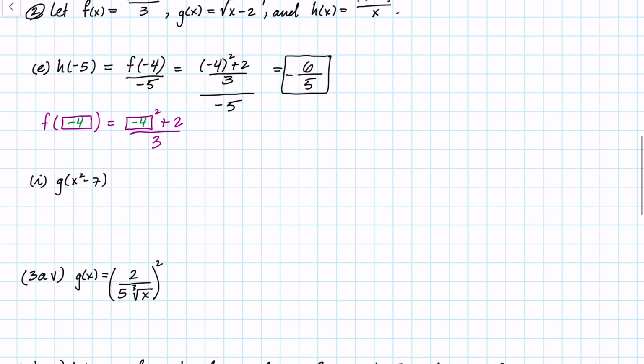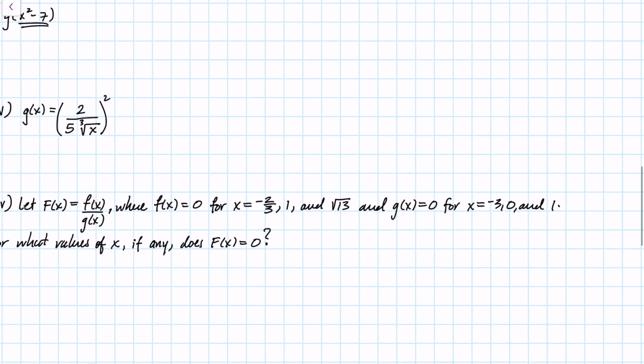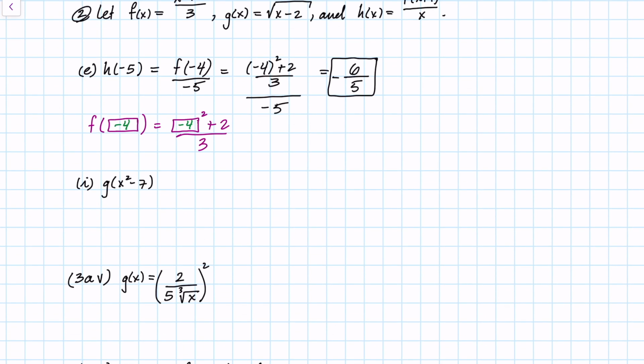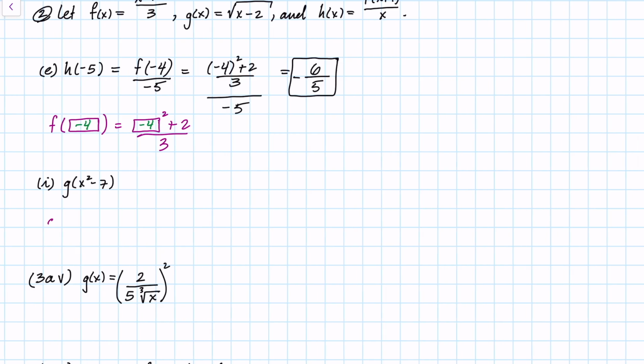All right, so now I have to work with g. So I have g of x squared minus 7. All right, so again, I'm just going to think of whatever I have as input as something to put in an empty box. Okay, so what does that mean? Well, if I think of it that way, g is simply taking whatever I have in my empty box, and I'm going to follow this rule over here. It's going to take whatever I have in my empty box, subtract 2 from that, and then take the square root of that result.